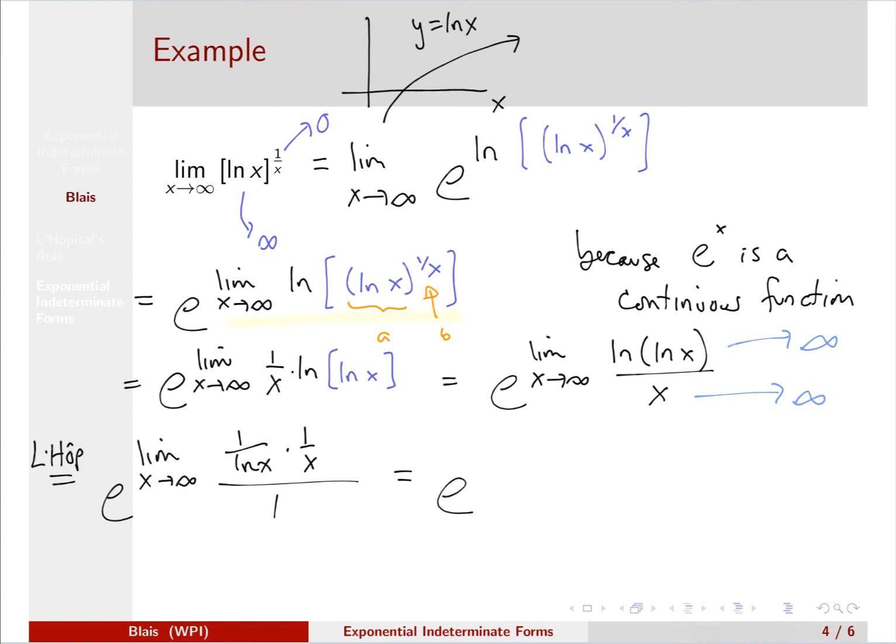So this becomes e to the limit as x goes to infinity of 1 over x times natural log of x. And here we have a denominator where you have two functions, x and natural log x, each going to infinity, being multiplied. So that denominator is going to infinity, which means the fraction itself is going to 0. And so we get e to the 0, or 1.